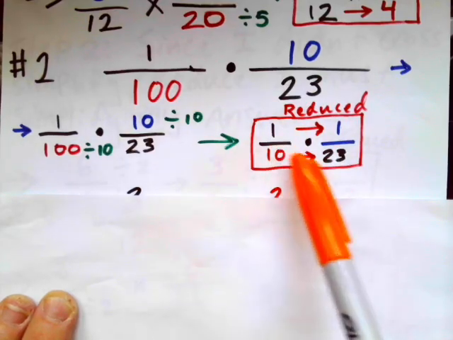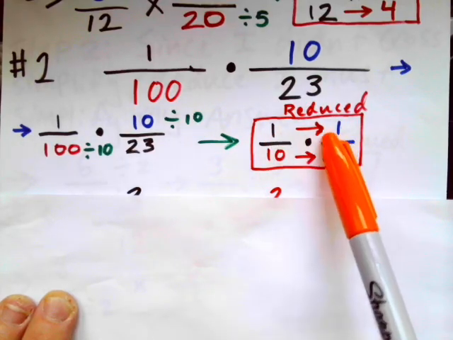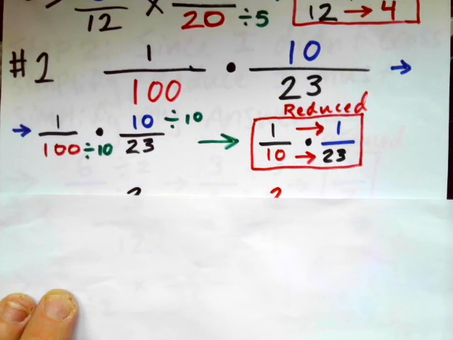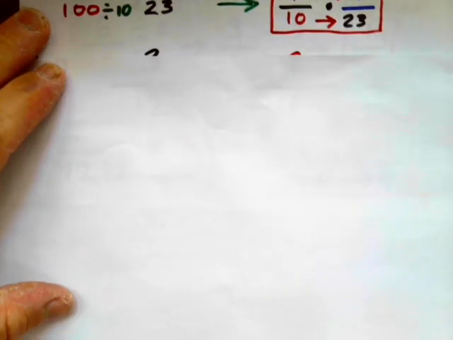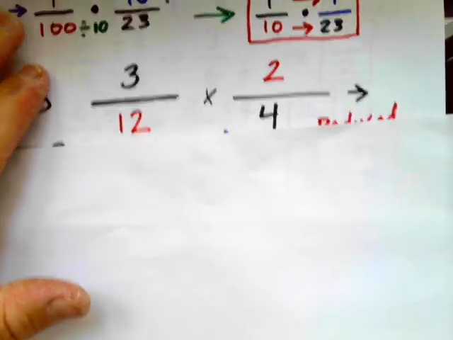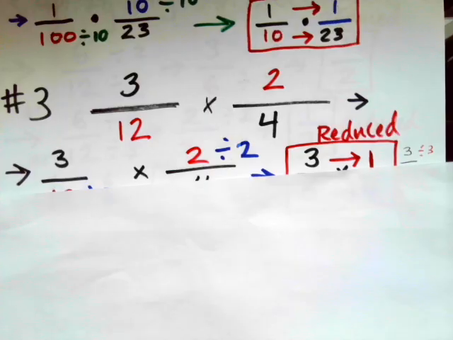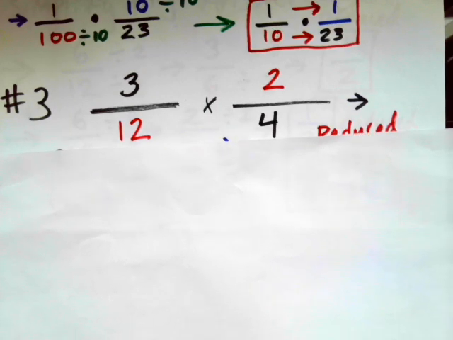I have my reduced fractions before I multiply. 1 times 1 is 1. 10 times 23 is 230. That answer is already reduced. Hey, if I'm going too fast for you, just rewind, take a look, and review it again.